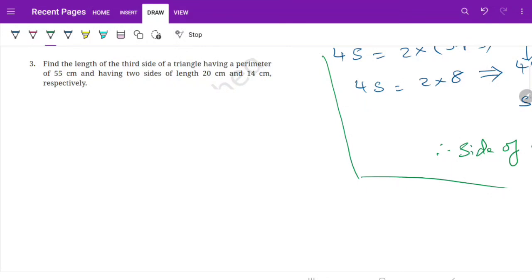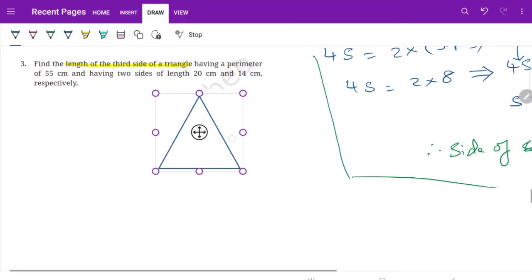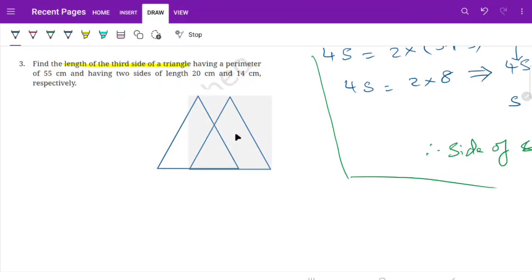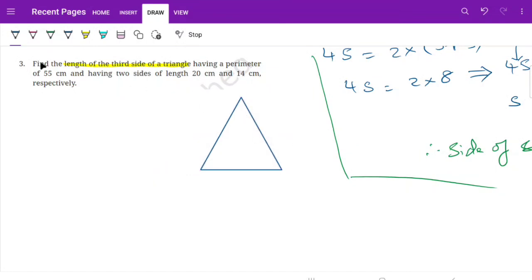Find the length of the third side of a triangle having a perimeter 55 centimeter. So for this, we draw a triangle. Yes, this is the triangle we are having. In this triangle, what is given to us? Perimeter is 55 centimeter. That means the sum of the three sides of this triangle is given as 55 centimeter, and it has two sides of length 20 centimeter and 14 centimeter.